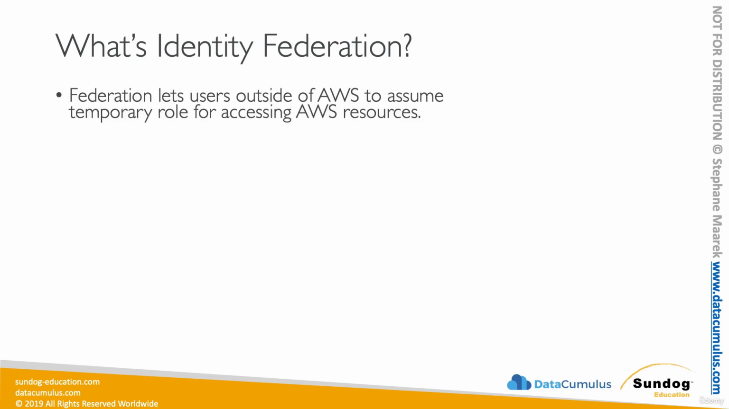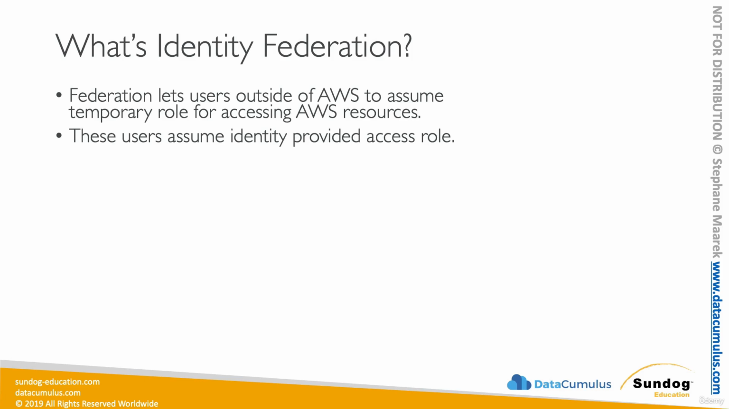So federation means that we'll let users that are outside of AWS assume temporary roles to access our AWS resources. What does that mean? That means that our users don't need to have a user in AWS to access AWS. How does this dark magic work? Well, basically the users will assume an identity provider access role. So that's a lot of information already.